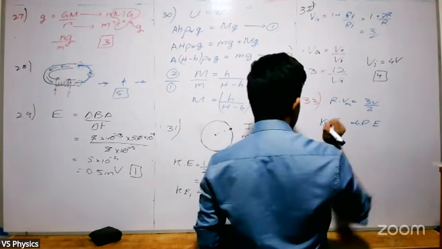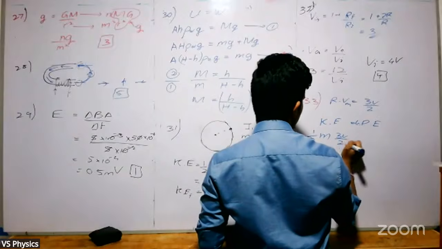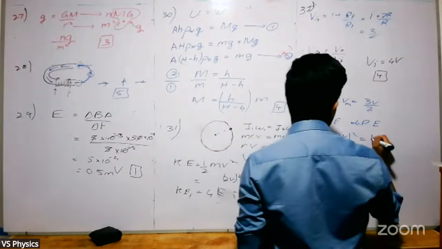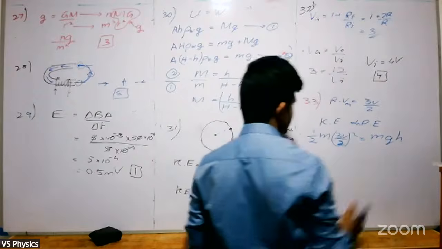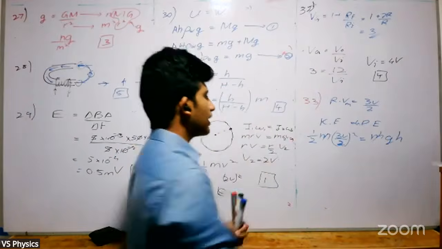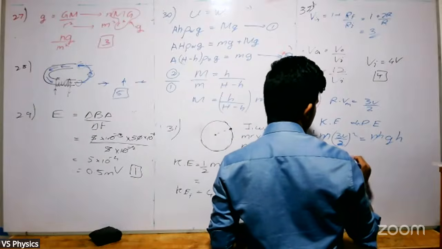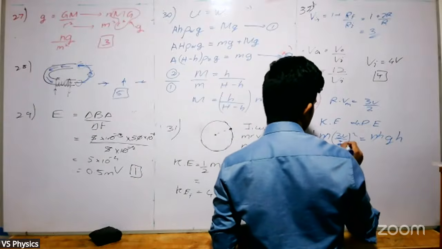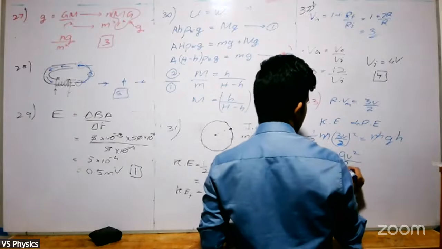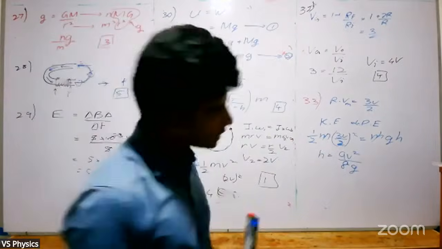Kinetic energy is half m times (3v divided by 2) squared. Potential energy is mgh. The m cancels. We have to find h. h will be equal to 9v squared divided by 8g. This question, you will get the third answer.